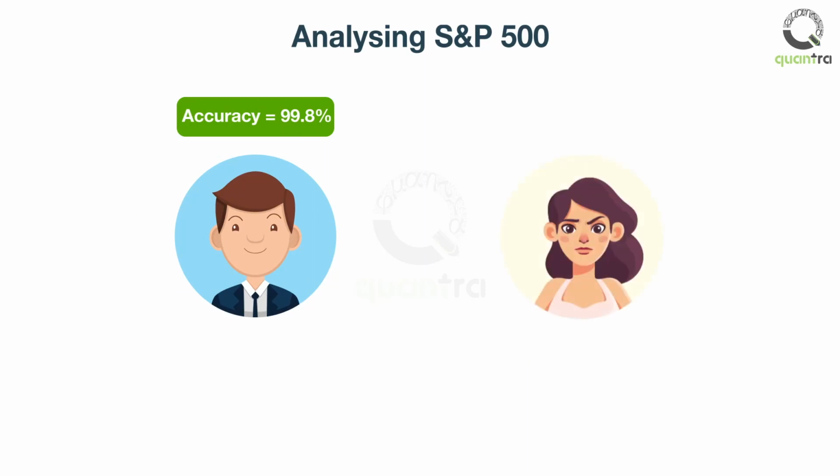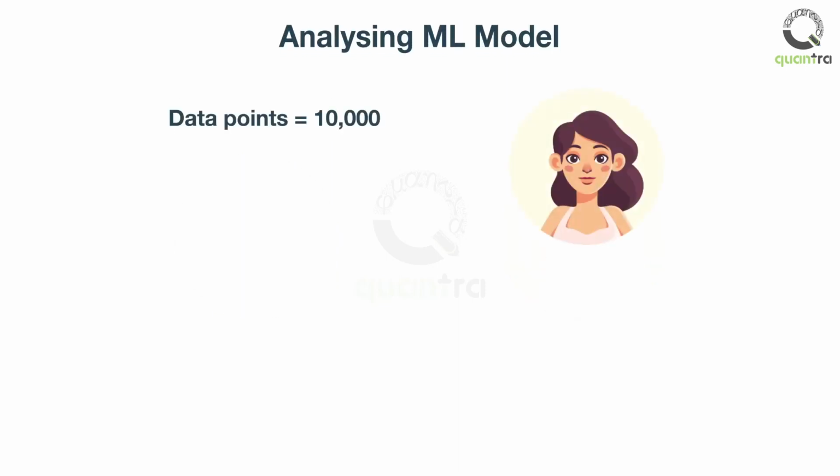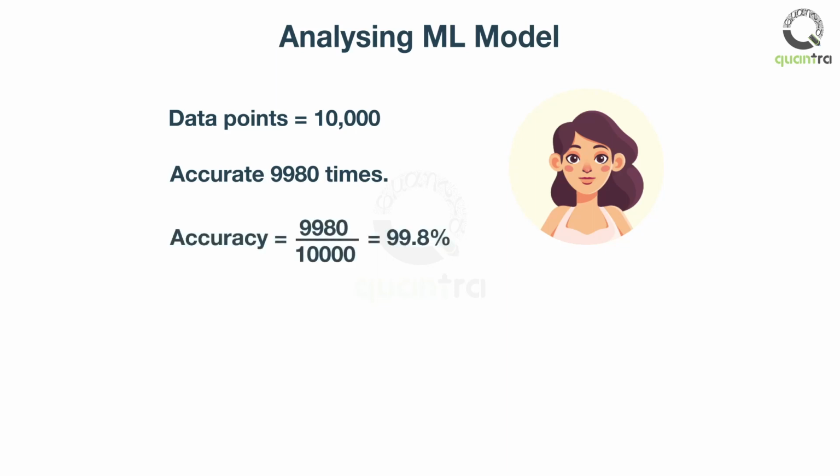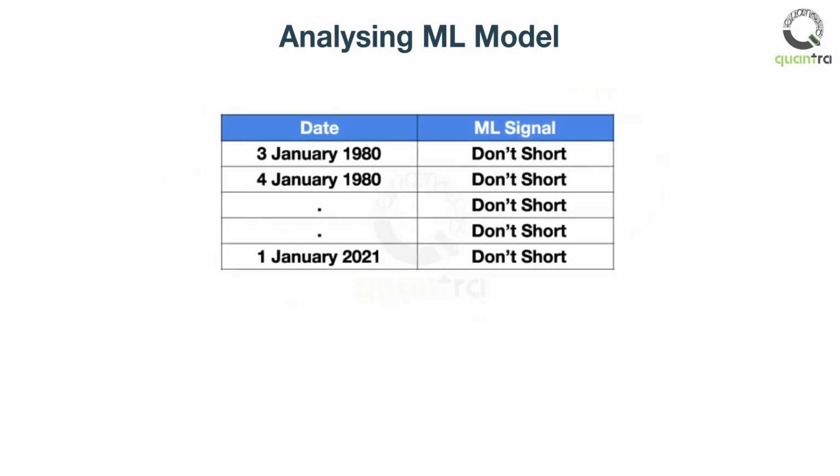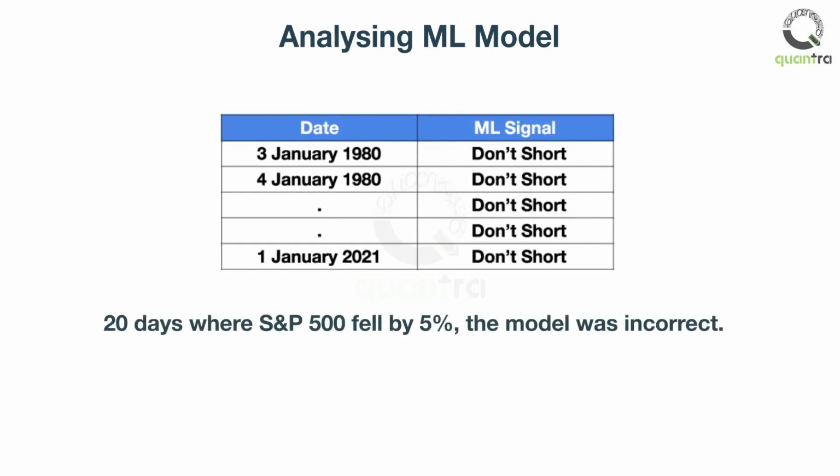But Mary, his friend and colleague, looked suspicious and took a deep dive into the data. The ML algorithm was run on 10,000 days from 1980 to 2021. The ML model was accurate 9,980 times, resulting in an accuracy of 99.8%. She found that the S&P 500 went below 5% only 20 times. And the algorithm predicted on all days including the 20 days to not short S&P 500 futures. On all 20 days where S&P 500 fell by 5%, the model was incorrect.